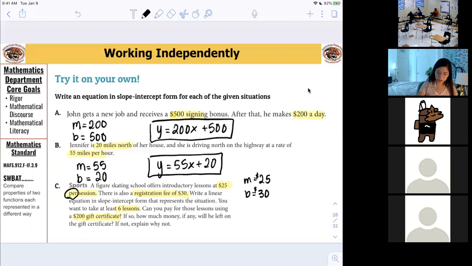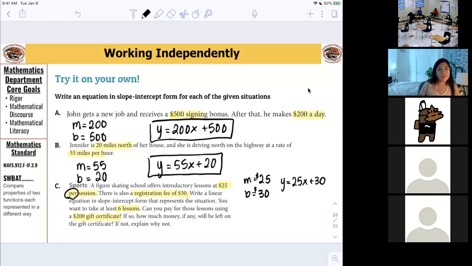So I'm going to go ahead and write it. This would be y equals 25x plus 30. But then it's asking some more questions. Now that I have the equation, I'm going to use it to figure out the rest of this problem. It's saying you want to take at least 6 lessons. Can you pay for those lessons using the $200 gift certificate?